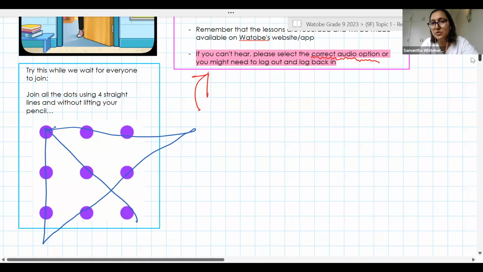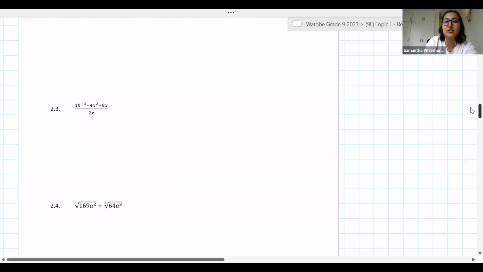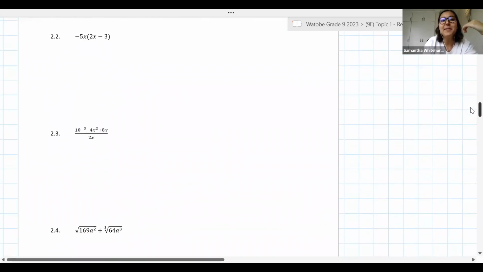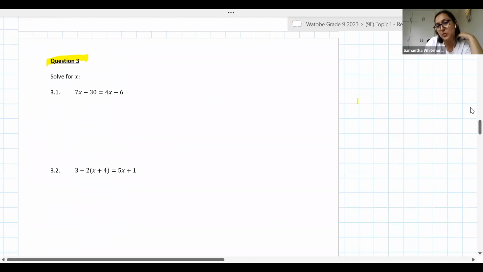Just so that we all know where we were at, we had started with question 2. I know that the answers aren't here because it's a new lesson, but we had done question 2 in the last lesson. And so what we're going to move on to today is question 3, which is dealing with equations.